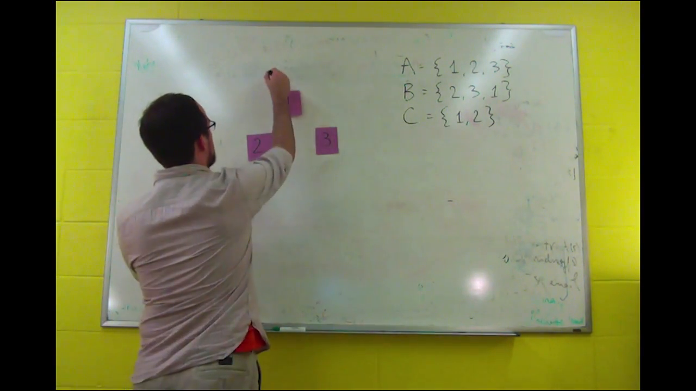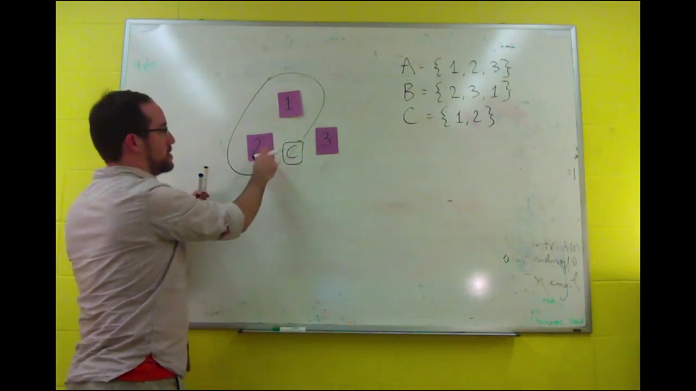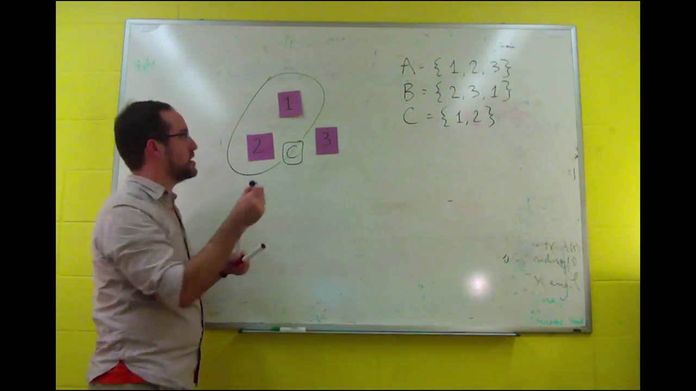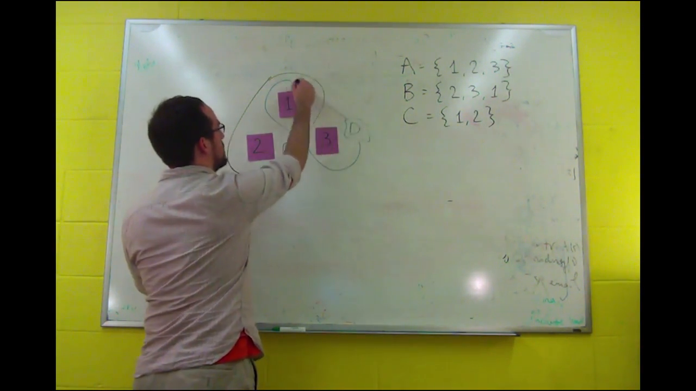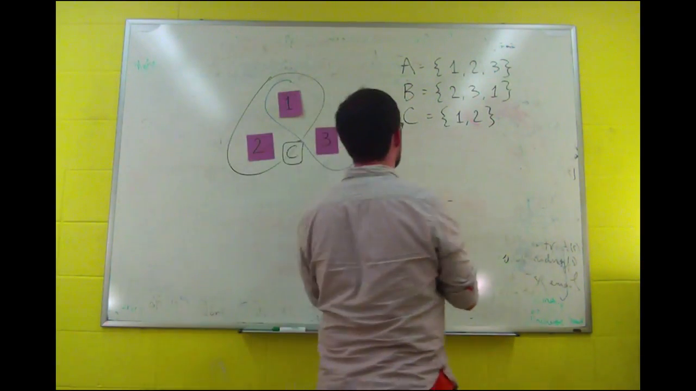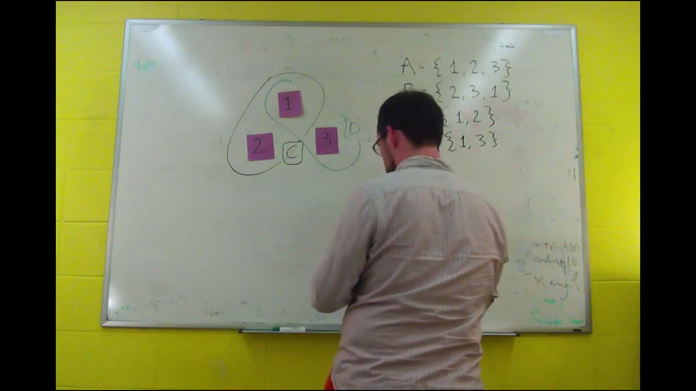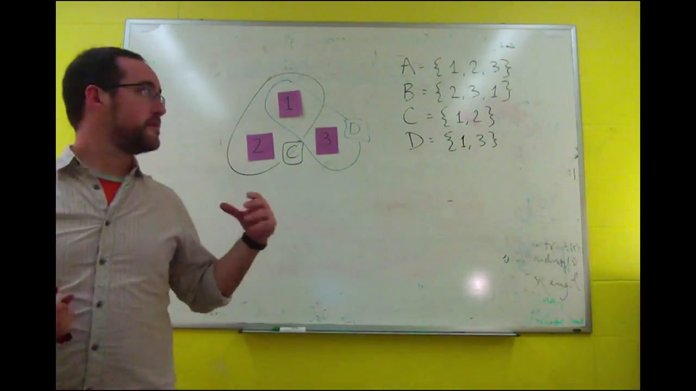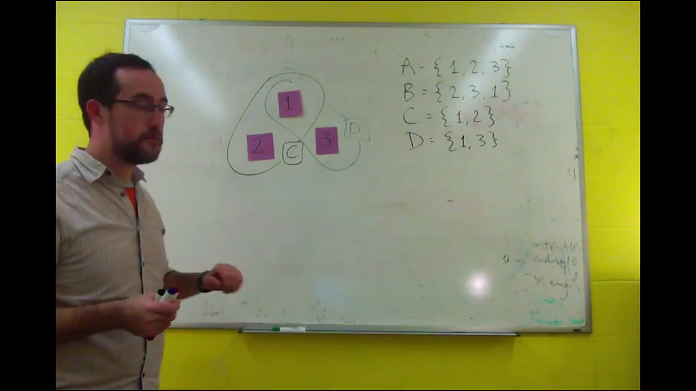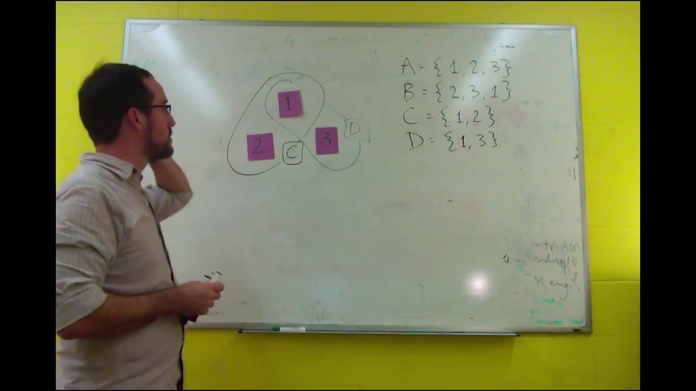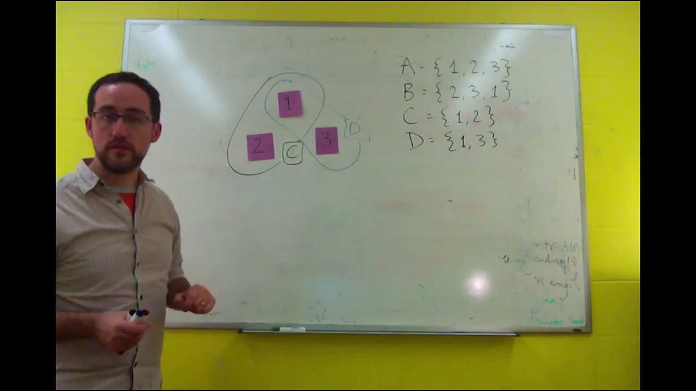So here's an example. Let's say our set C again. Elements 1 and 2. But let's define a new set. Let's call it D. And D has elements 1 and 3. We'll write that over here. Now, if C has elements 1 and 2, D has elements 1 and 3, neither is a subset of the other, because each has members outside of the other. But they do share a member in common. And this member is their intersection.